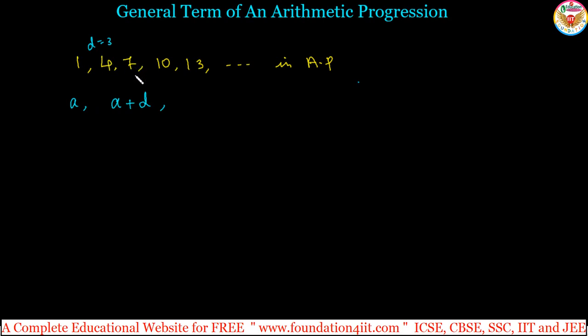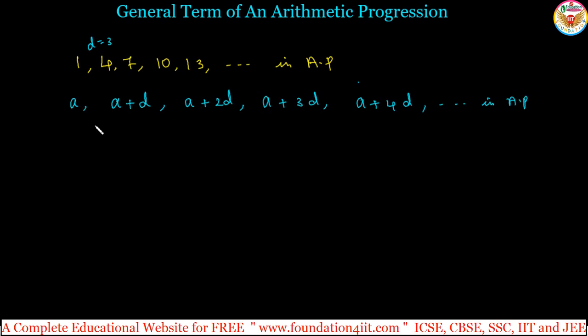Next, to get the third one, A plus how many times? So 1 plus 2 times the difference, 2 into 3 is 6, 1 plus 6 is 7. So you should add 2 times the difference to get the next one. Similarly, A plus 3 times the difference to get this 10: 1 plus 3 into 3 is 9, and 9 plus 1 is 10. Same way, A plus 4 times the difference, and so on, is in arithmetic progression.